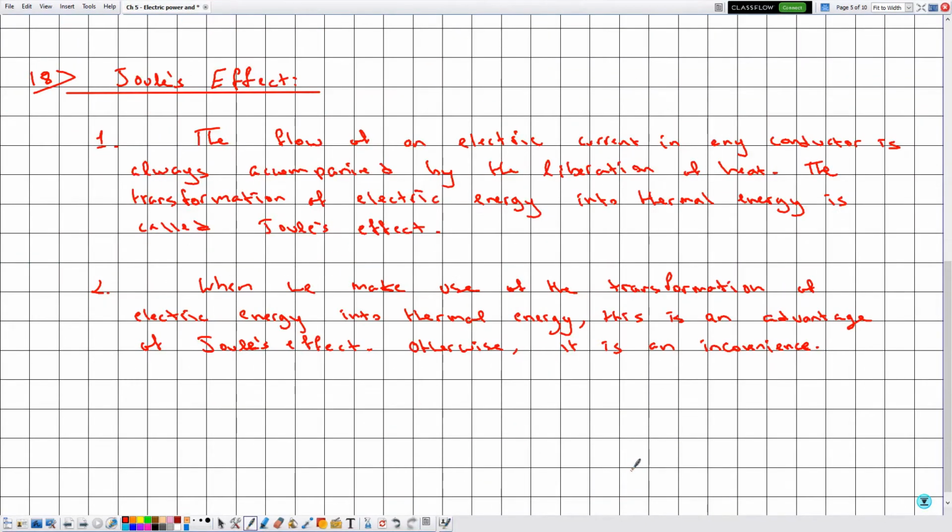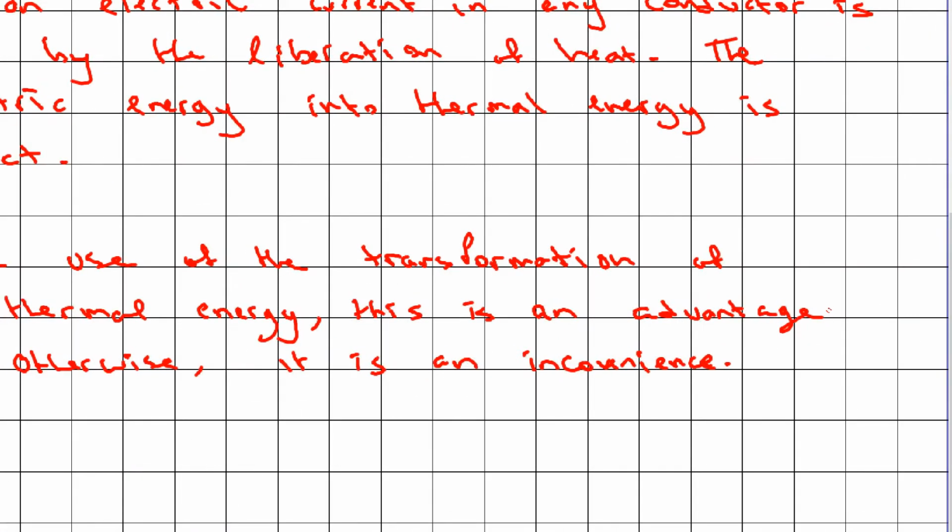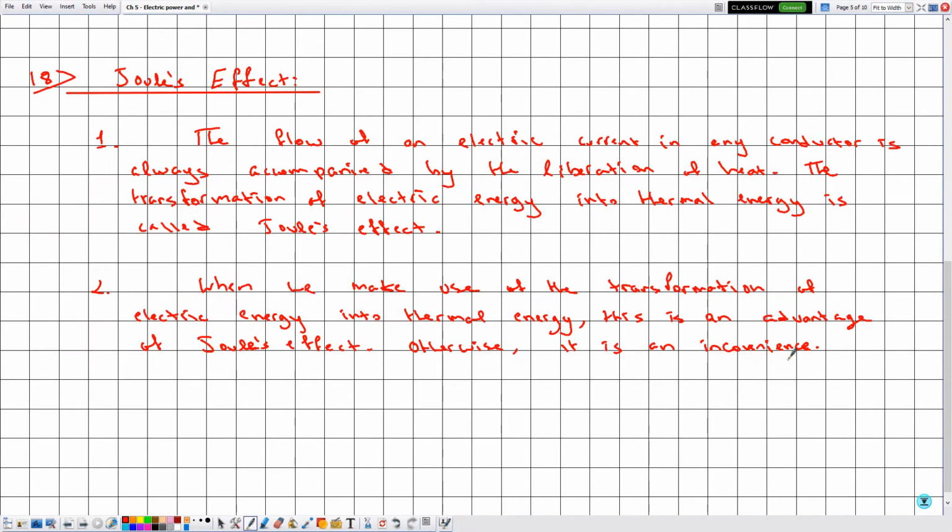So whenever we make use of the thermal energy, which is the heat, this is said to be an advantage of Joule's effect, otherwise it's said to be an inconvenience. So I repeat, whenever we make use of the thermal energy, this is said to be an advantage of Joule's effect. And now let me write idea number 3.